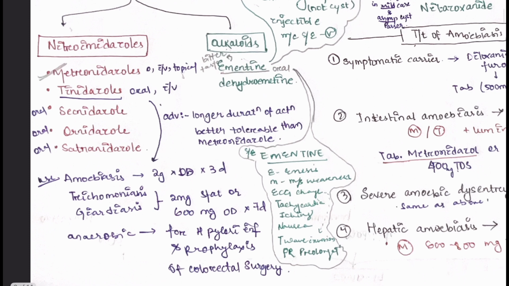And what are the side effects? There is a mnemonic: the side effects come as the letters of the name EMETINE. Emesis, muscle weakness, ECG changes. What are the ECG changes seen here? T wave inversion and PR interval prolongation. Then tachycardia, itching, nausea, and another E for ecchymosis, meaning some lesions.